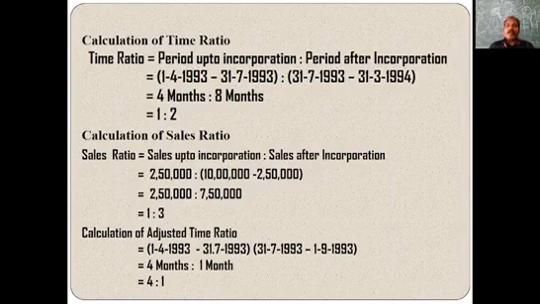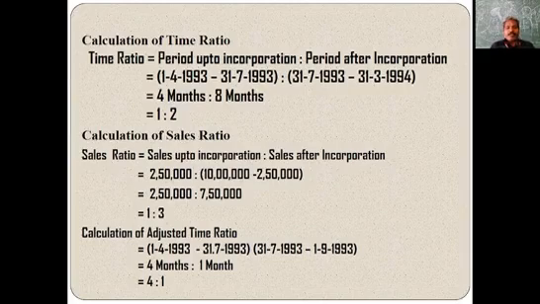Time ratio equals the period before incorporation to the period after incorporation. So 1/4/93 to 31/7/93 is 4 months, and 31/7/93 to 31/3/94 is 8 months. So the ratio is 1:2.